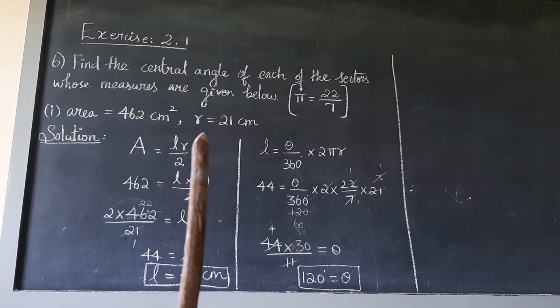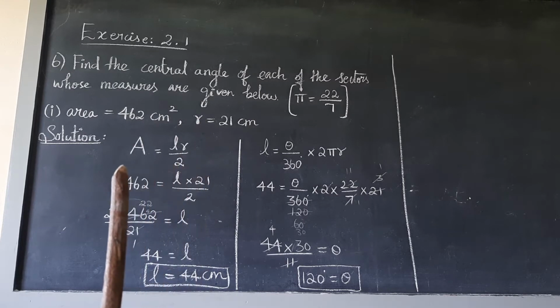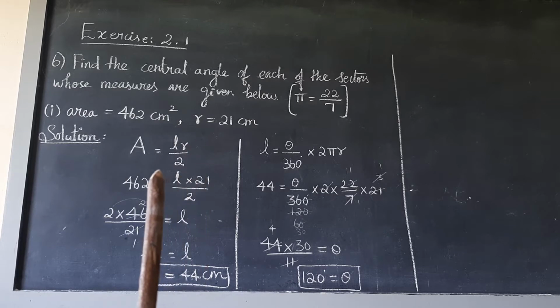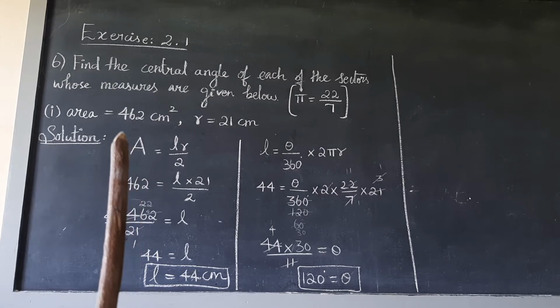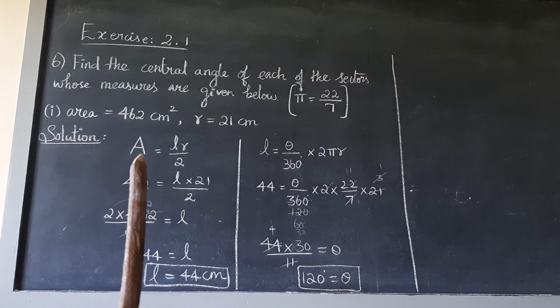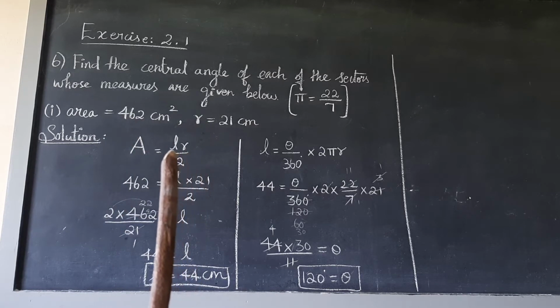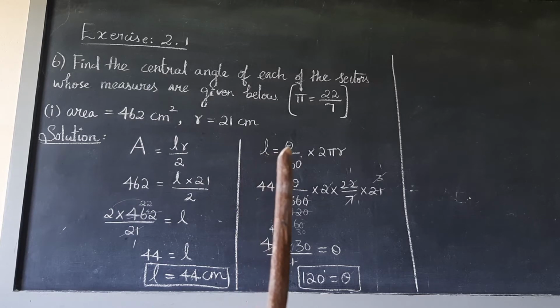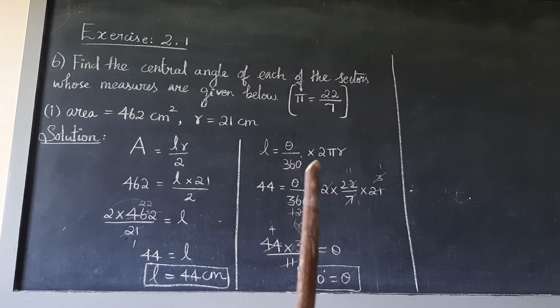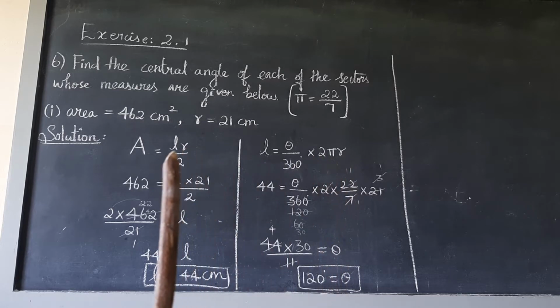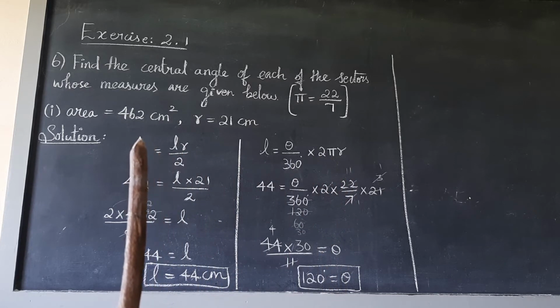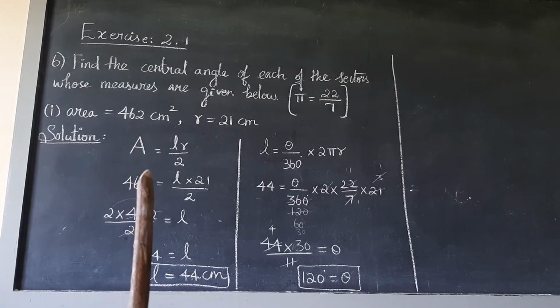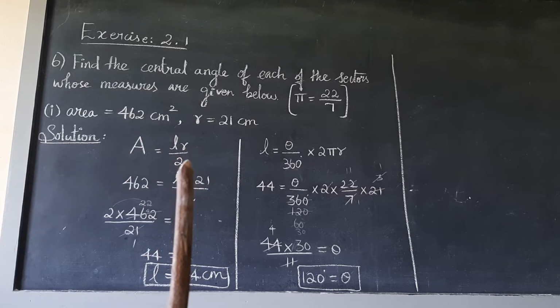So first I am going to use the area of the sector formula, A is equal to LR by 2. Why am I using this one? Because I can easily substitute the area value and radius value and find the length of the arc. Then I substitute the length of the arc formula, and only then I can find the theta value, theta by 360 into 2 pi r. So first I find L, using the formula area of the sector is equal to LR by 2.